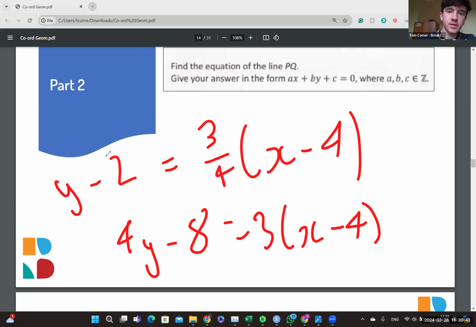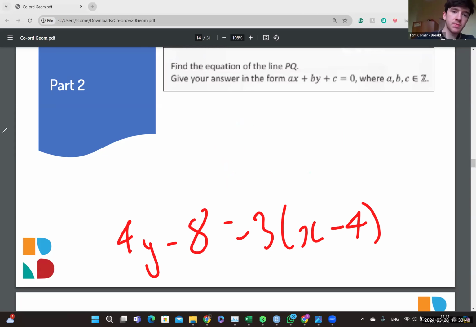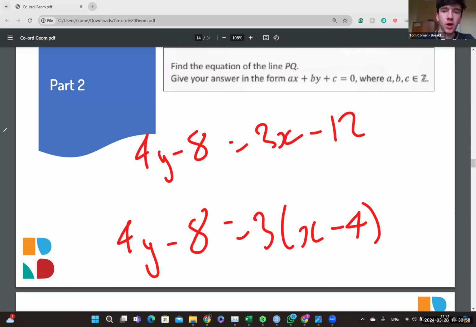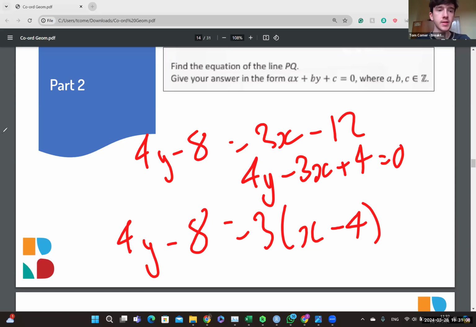Then I'll rub this out. So you're absolutely right. This is a method we can use. We then have to expand our brackets. So we end up getting 4y minus 8 equals 3x minus 12. When I bring my minus 12 across, it becomes plus 12. When I bring my 3x across, it becomes minus 3x. So I get 4y minus 3x plus 4 equals 0. So you'll notice that's the same answer, guys. You get there the same way. Okay, does that make sense?